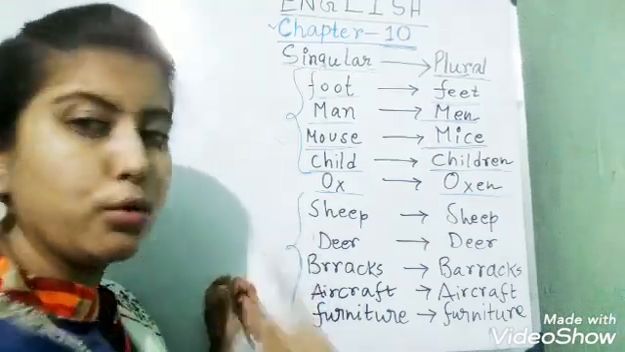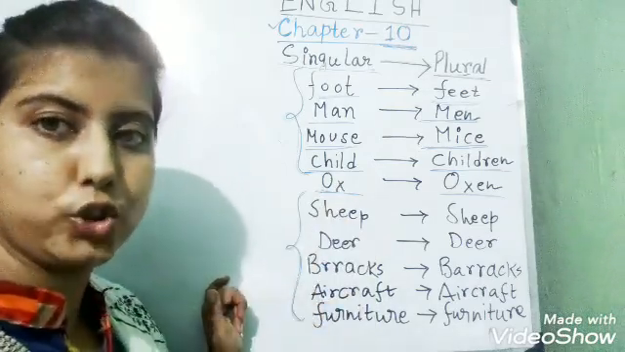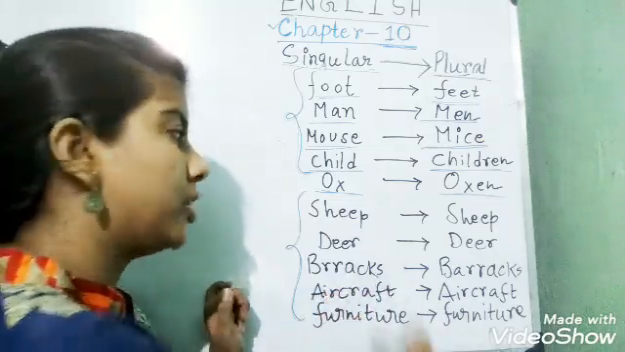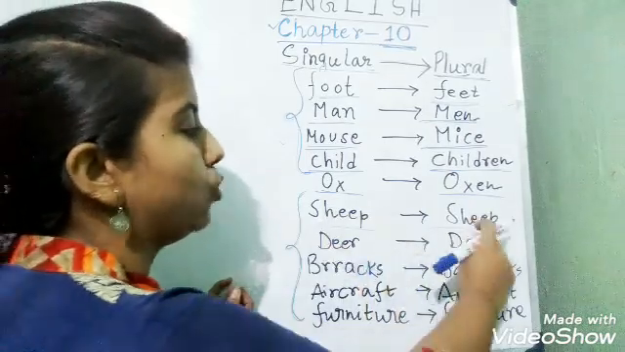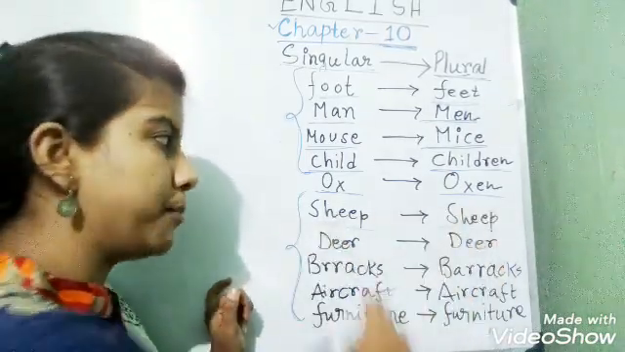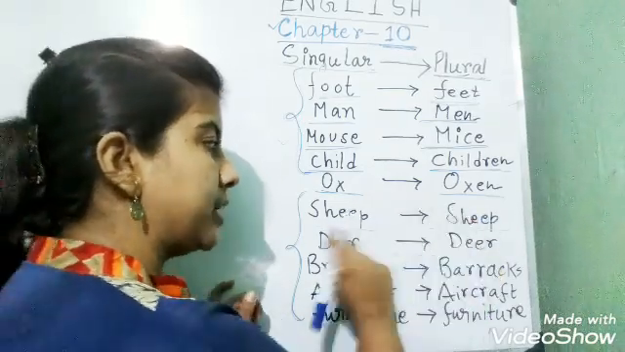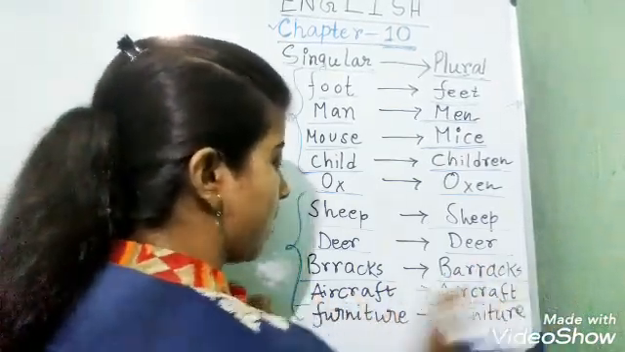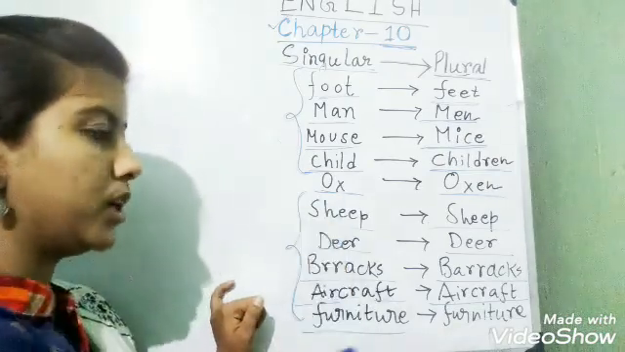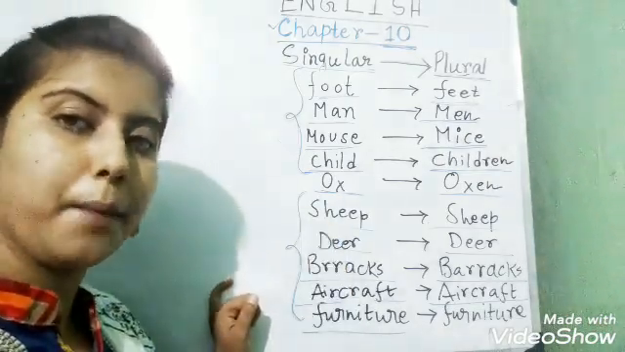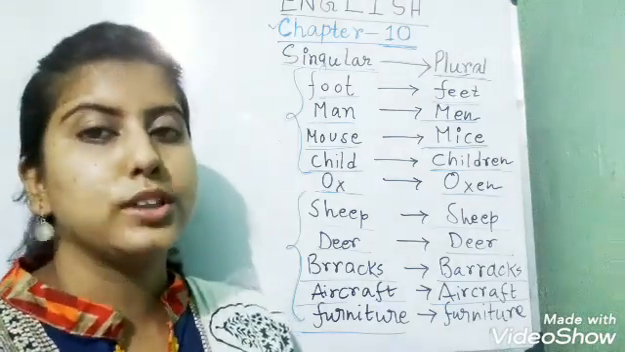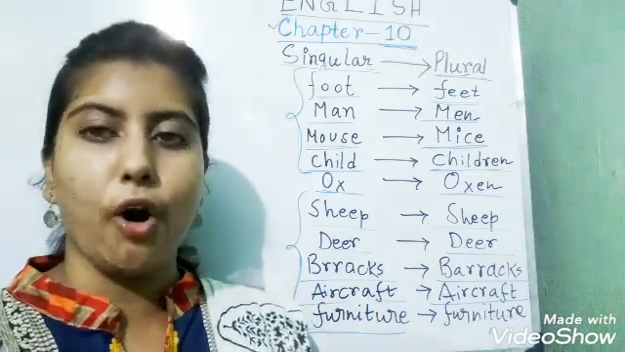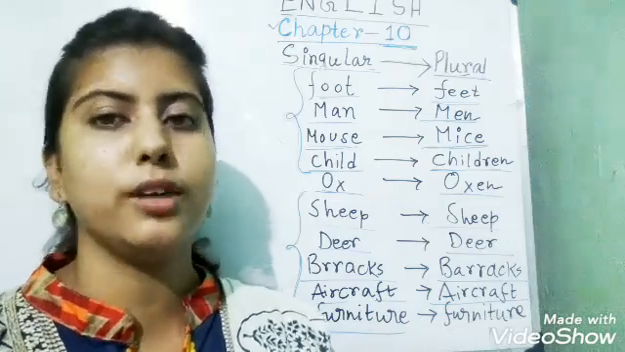Now the last set where these words do not change when we transform them into the plural form. Look at the examples. Ship, sheep. We do not change anything when we transform this word into the plural form. They are similar. Deer, deer. Barracks, barracks. Aircraft, aircraft. Furniture, furniture. These words do not change when we transform them into the plural form. So these were the rules which you should remember when we are transforming the singular words into the plural form.